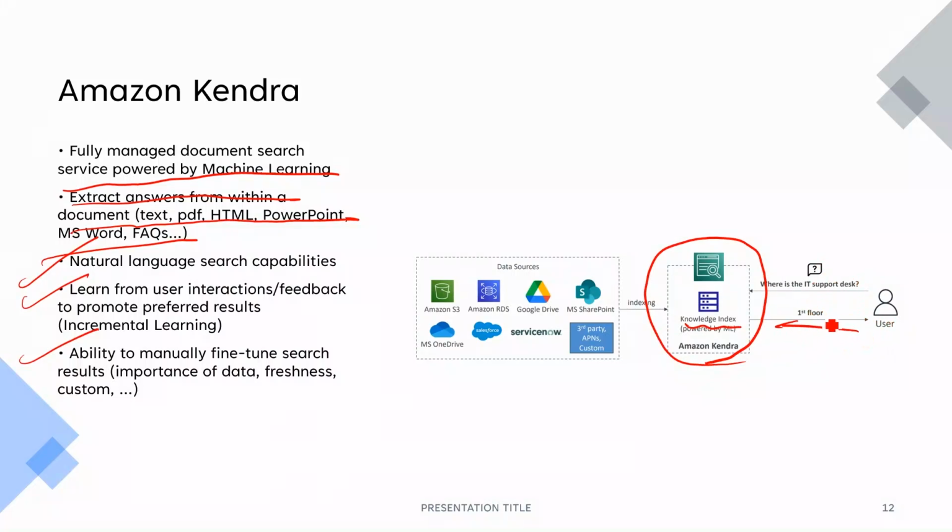So there is some data about your company, and you have extracted it from all the data sources, and Amazon Kendra has indexed it, right? Then you ask a question, where is the IT support desk? It has the data from your documents, right? From all the data sources, it will just reply that it is on the first floor, something like that. It works like that.